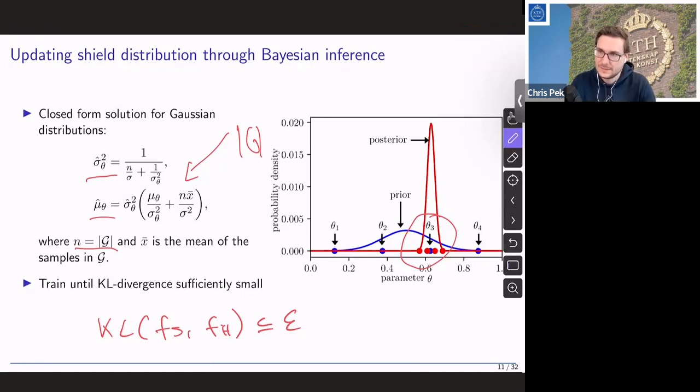Question. Yes. So we only use human distribution for sampling this G, right? Yes. Okay. Exactly. Thanks. There's another question in the chat.